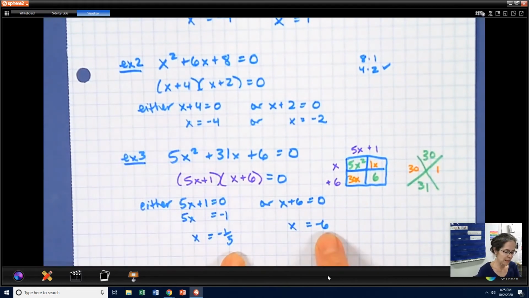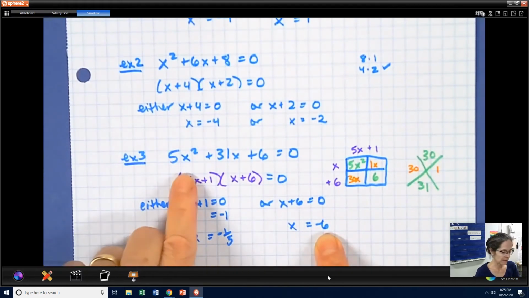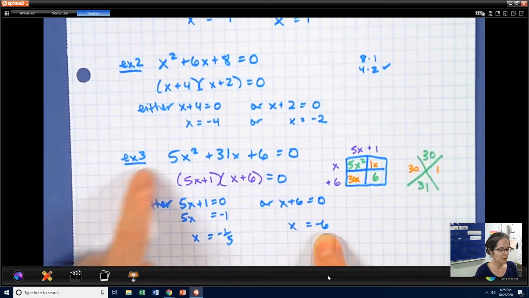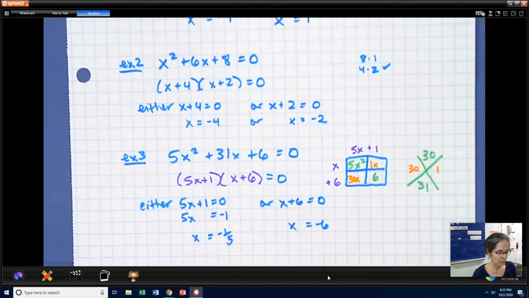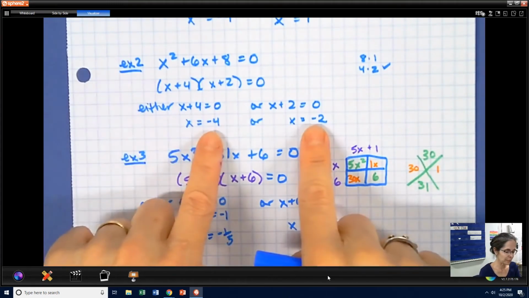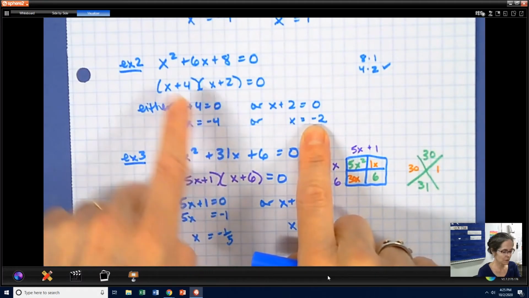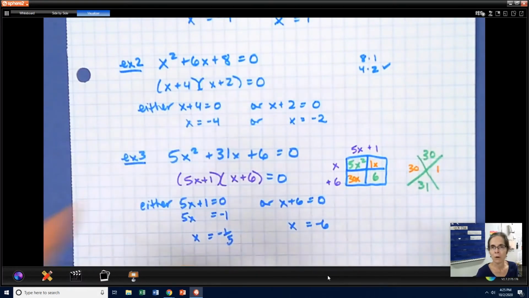If I were to plug these numbers, either one, back in for x into the equation above, if I did it all the way and did order of operations correctly, the answer I would get would be a 0. Similarly, back in example 2, if I plugged in either one of these answers for the x, what would come out would be a 0.